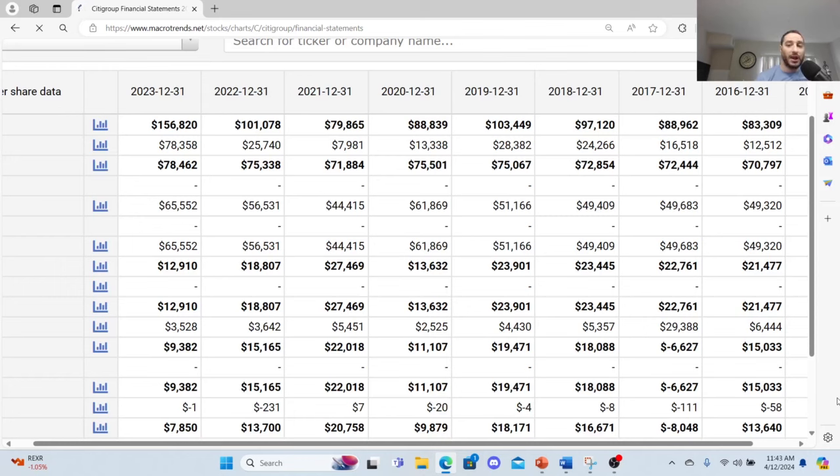2016, 83,000. 2017, 88,000. 2018, 97,000. 2019, 103. 2020, 88,000. Well, guess what? Pandemic hit, so you're going to see that. 2021, 79,000. Major dip. Check this out. 2022, 101. 2023, 156. Huge increase in revenue from 2016 to 2023. I had to capitalize, and I'm going to show you its distribution schedule with the dividends and its dividend history.